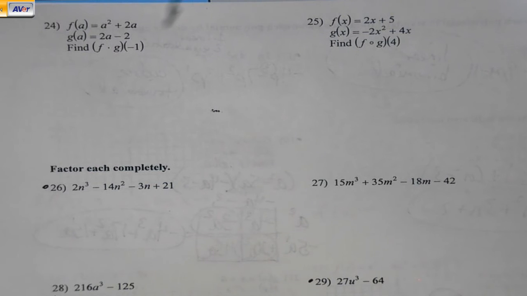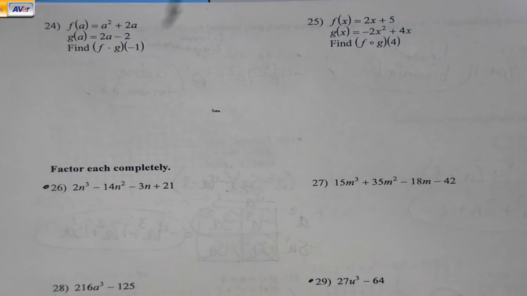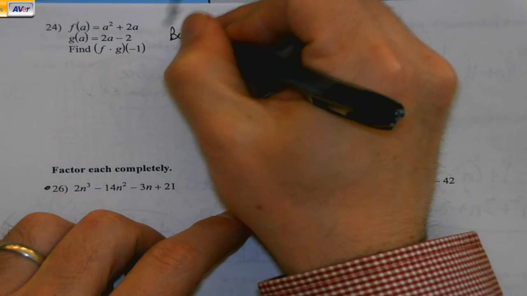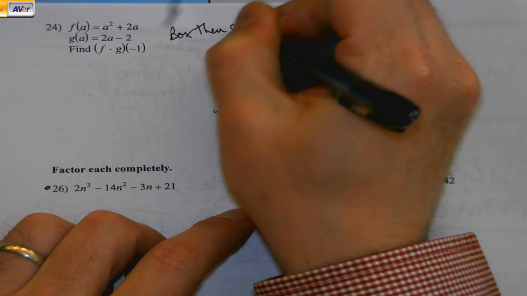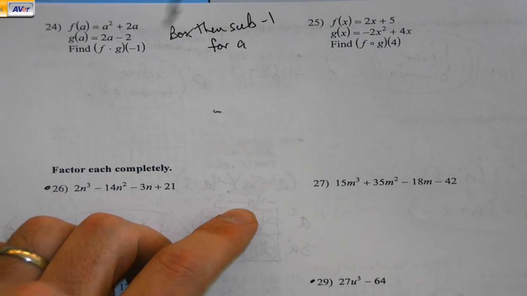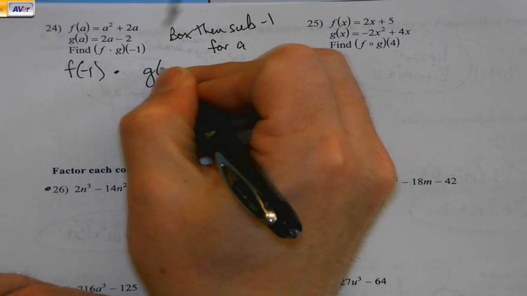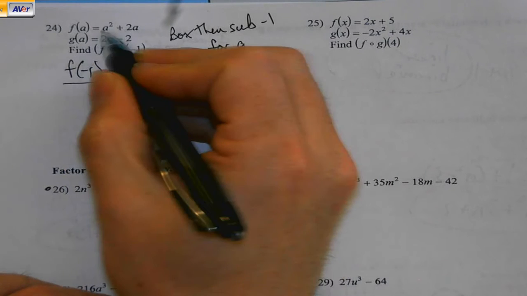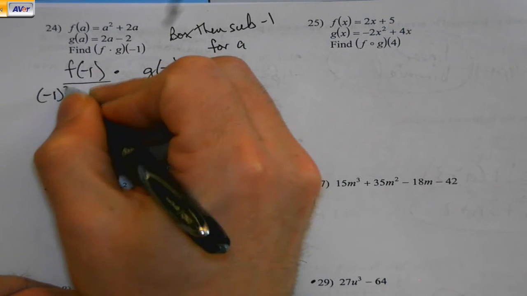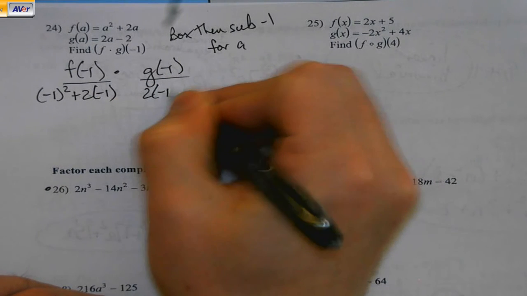So for instance, let's look at 24 for a second. This, f times g of 1. I could do a box on this and then plug the 1 in. Okay, that would absolutely work. Okay, you could box, then substitute negative 1 for a. That would be legit. I think personally this would be simpler to say, okay, I'm going to do f of negative 1. So I'm going to plug in negative 1. The a's are enough. I'm going to plug in the negative 1 where the a is in my g.